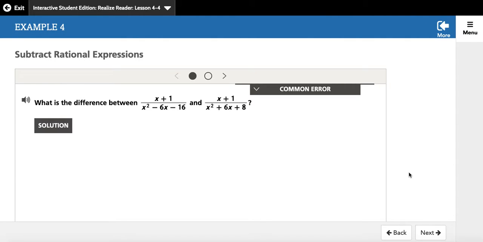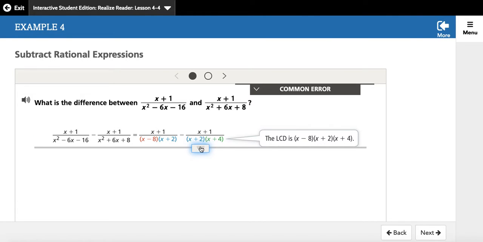Okay, Algebra 2 students, here's a video for example 4 for section 4.4. We're going to subtract rational expressions. This is very similar to what we just did with adding. We need to have a common denominator. These do not have a common denominator, so we need to factor them.